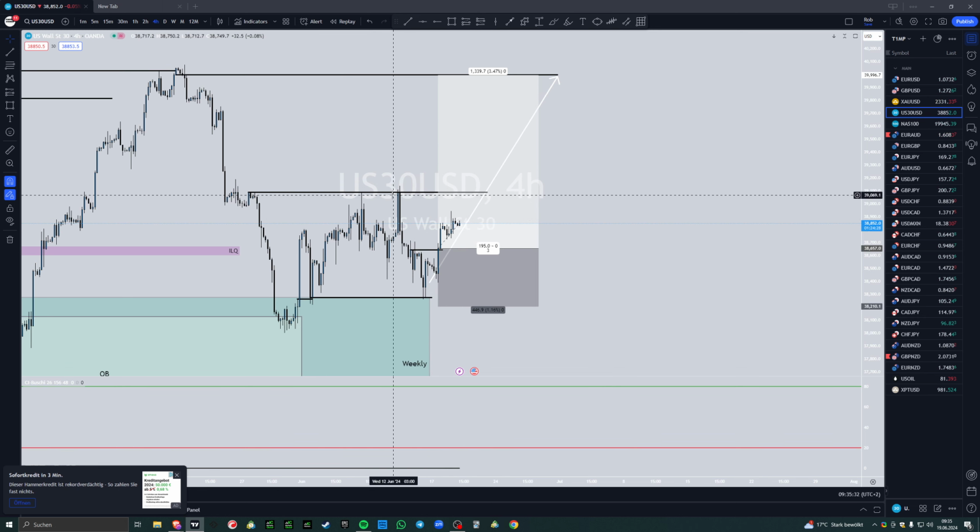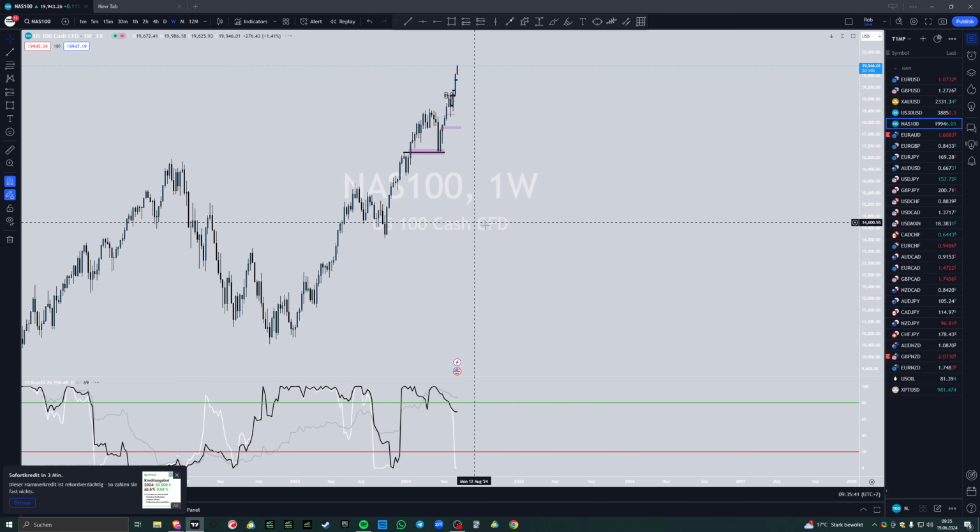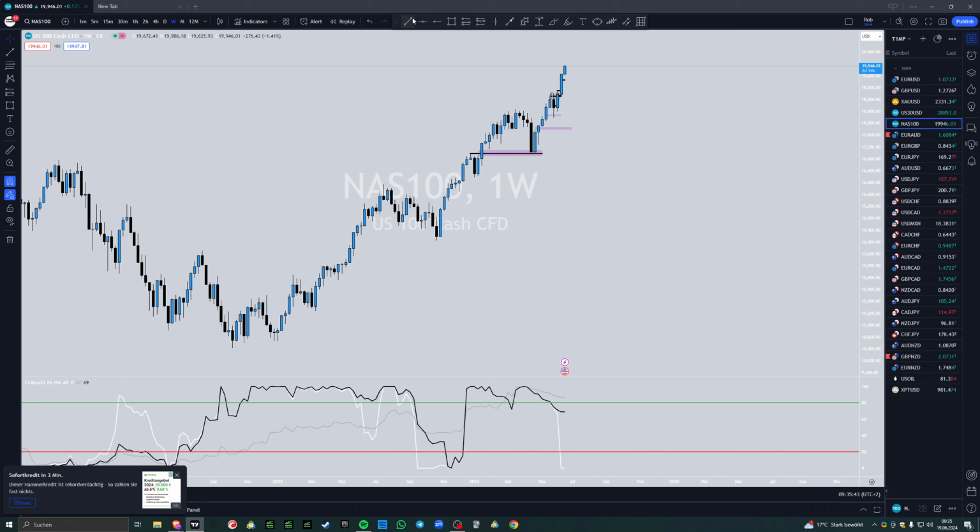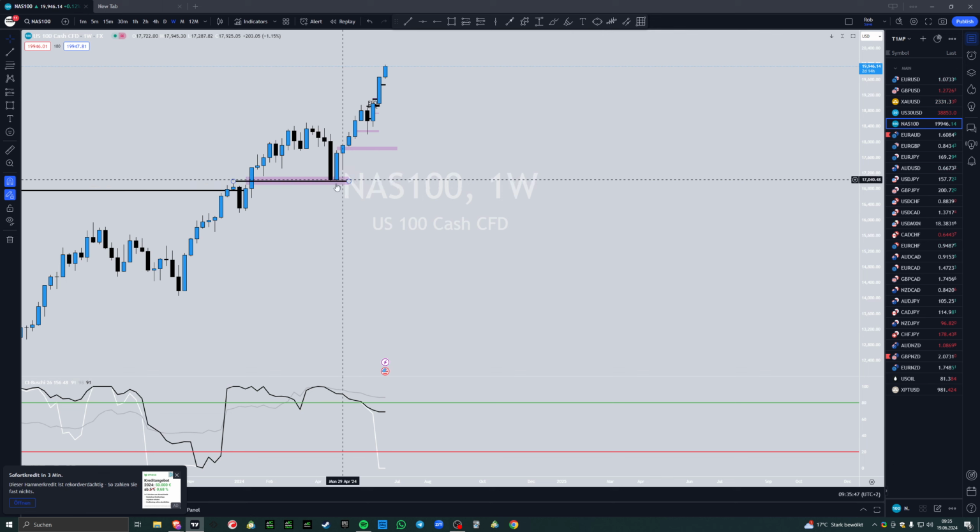So all eyes on US 30. If we break above here, that's the target. Now with NAS, different story, more bullish. Yeah, so a few weeks back we had this.